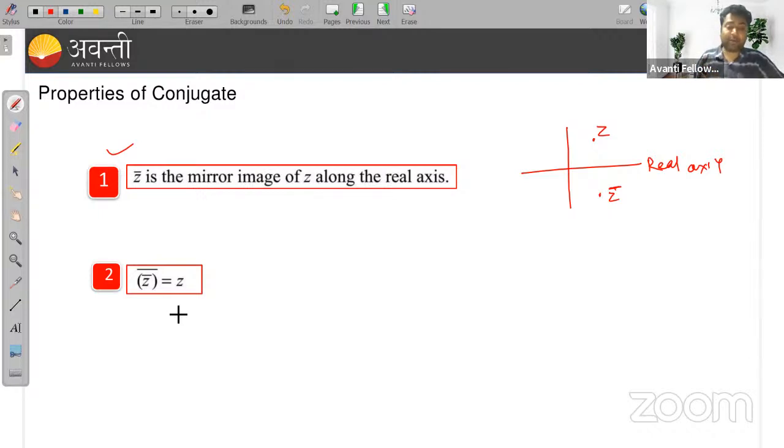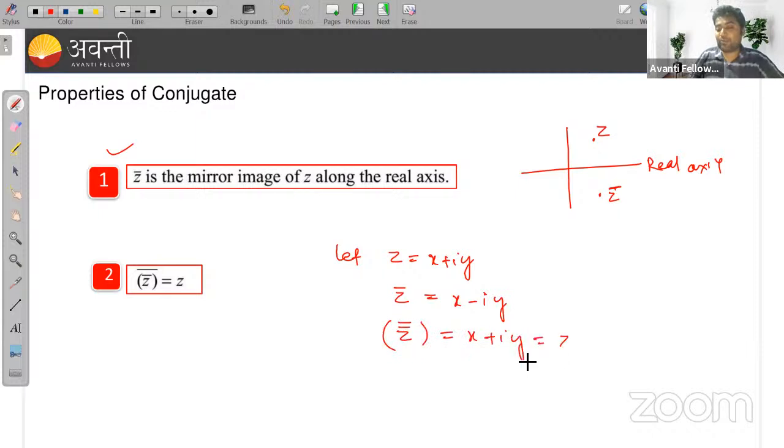Similarly, the second property says the conjugate of z bar is z. Let's prove it. Let z be equal to x plus iy. Then the conjugate of z will be x minus iy. Then the conjugate of that will be x plus iy again, which is equal to z. So remember, this is important. The conjugate of z bar is z itself. Clear? This is the second property of the conjugate of a complex number.